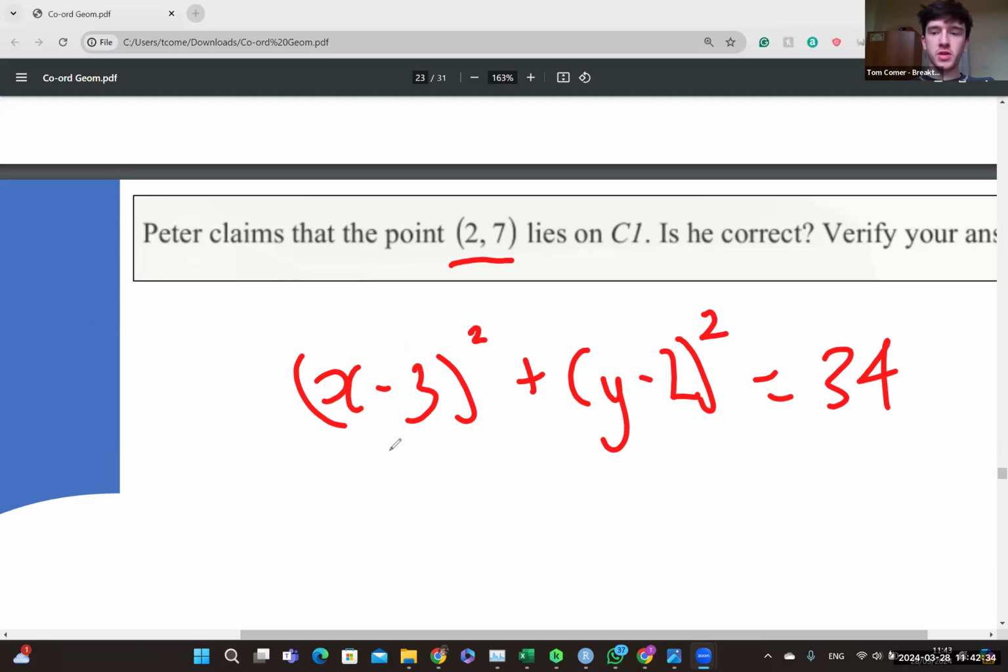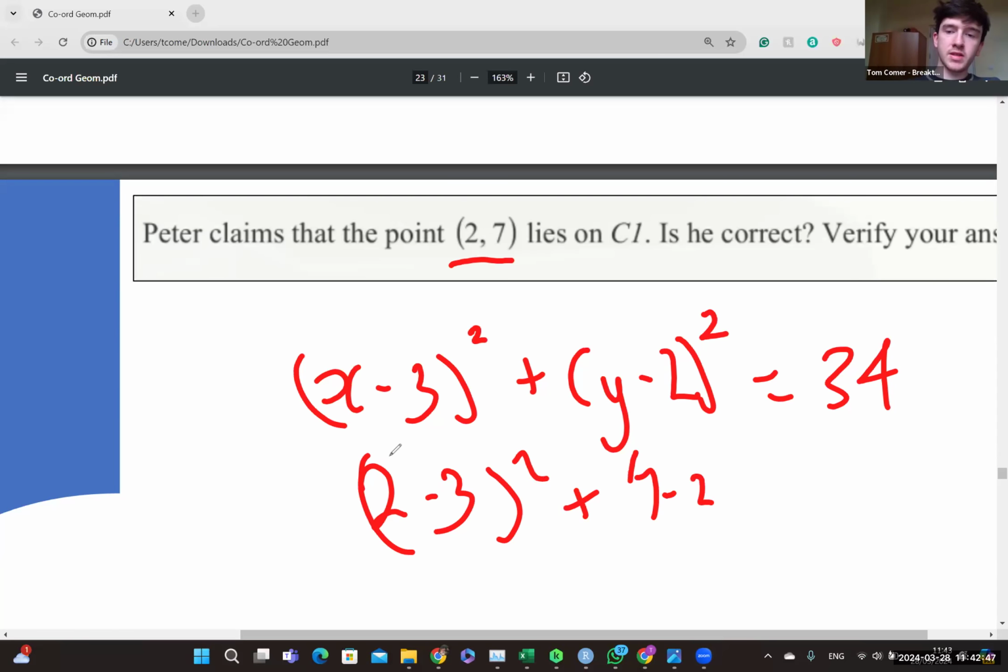Yeah, so we're just substituting in these values, guys. I'm going to go through this really quickly, okay? So all we do is substitute in x as 2. So we're going to get 2 minus 3 squared, and we're going to add that to 7 minus 2 squared. Notice how all I'm doing is taking my x coordinates and substituting them in, taking my y coordinates and substituting that in. And what I want to show is that this side is equal to 34. Well, let's see if that's correct.